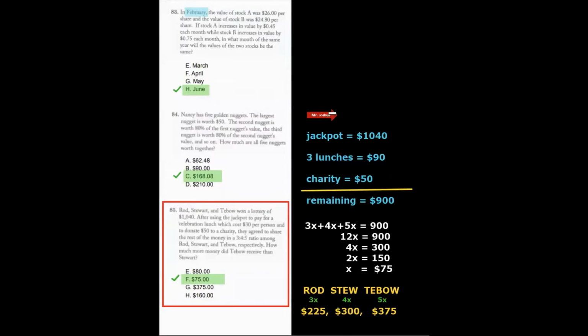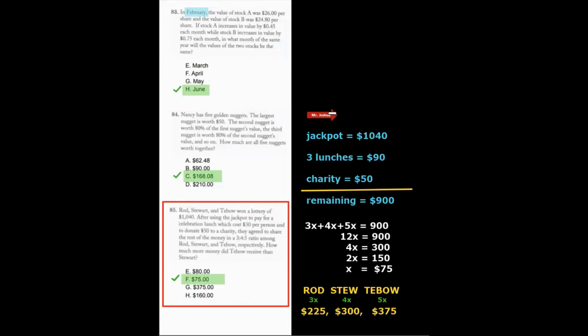Well, here we have $1,040 minus the 3 lunches and the charity. So minus 140 is $900 left over. They're in a ratio. So 3x plus 4x plus 5x equals $900, meaning 12x is 900. Divide by 3, and then 4x is 300. Divide by 2. 2x is 150. Divide by 2 again, and x is $75.